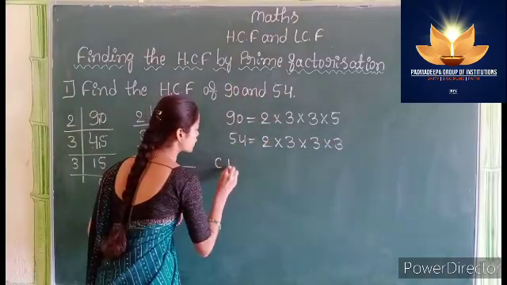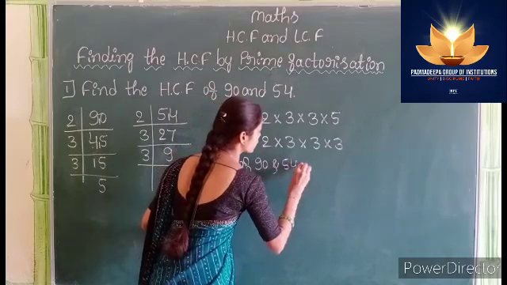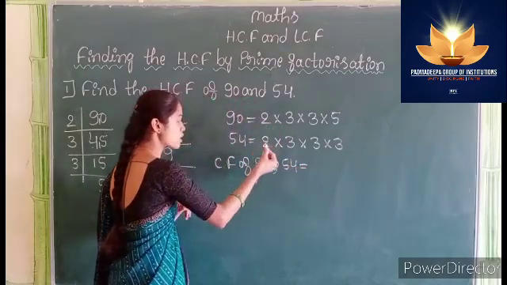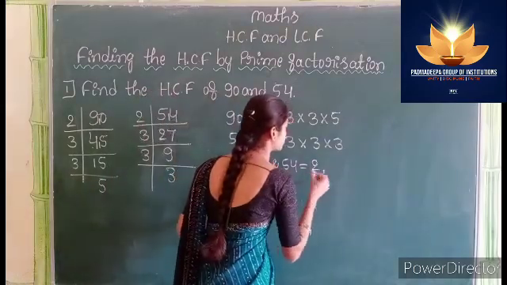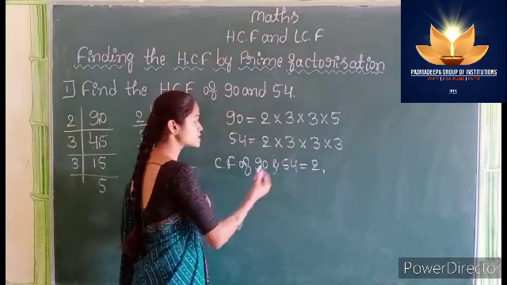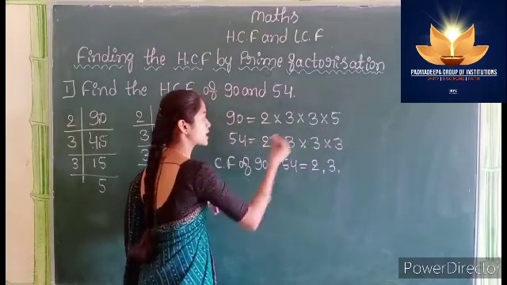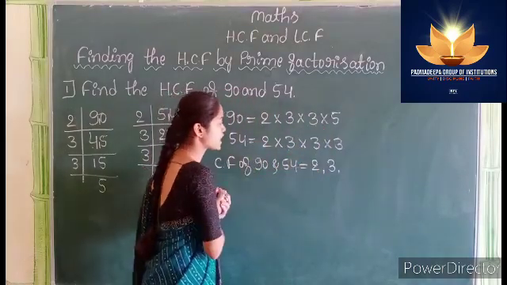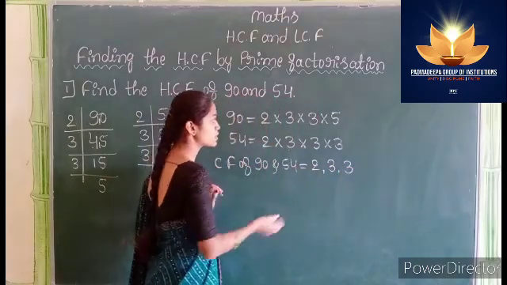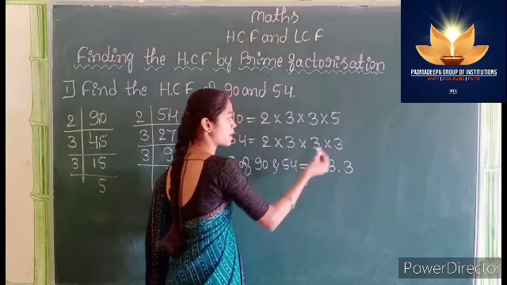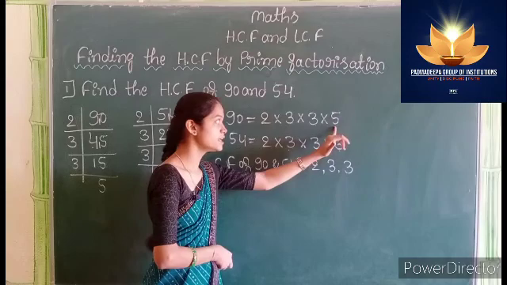Now we have to find out the common factors of 90 and 54. This 2 is also a factor of 54, so we can consider 2 as a common factor. Then 3 is also a factor of 54. Again this 3 is also a factor of 54, so we can consider 3 as a common factor of both 90 and 54. This 5 is not a factor of 54, so we cannot consider this 5 as a common factor.